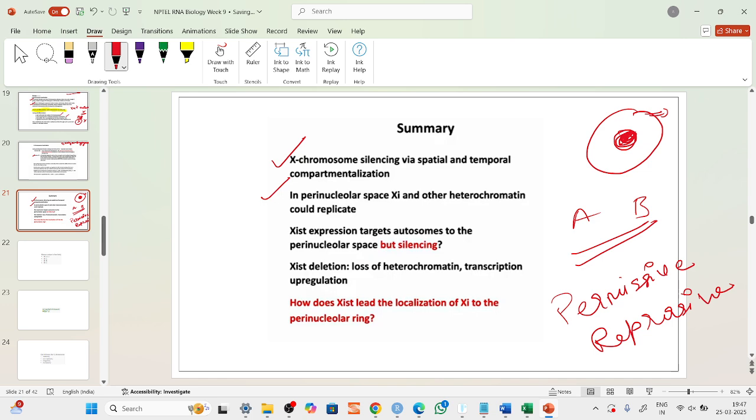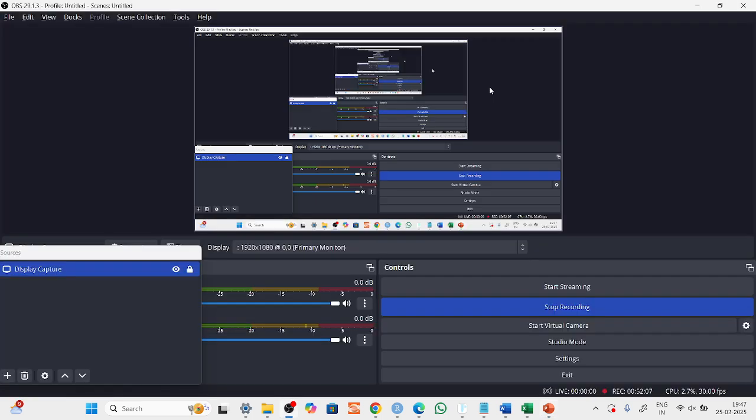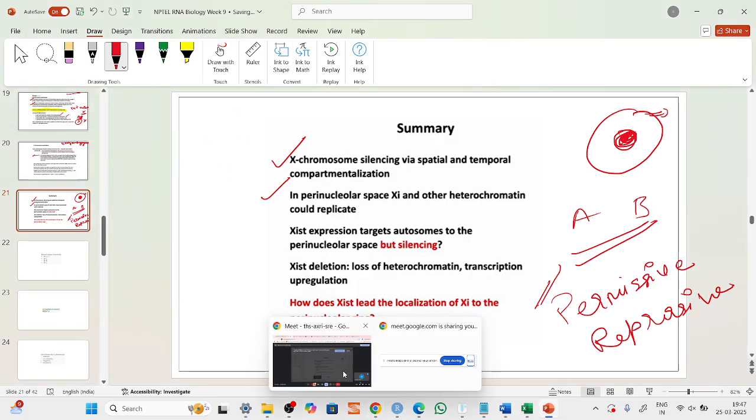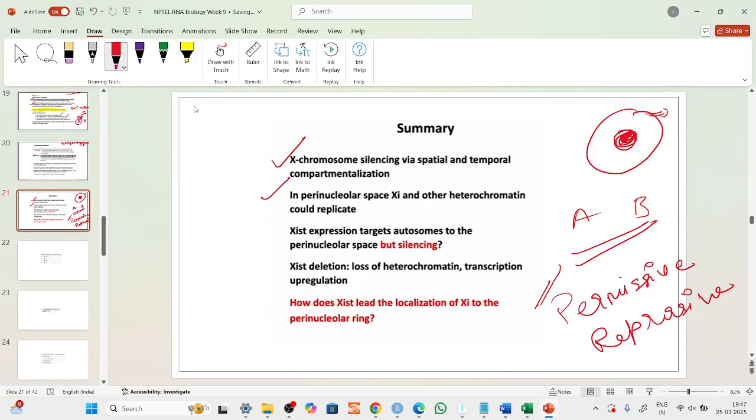Permissive compartment or repressive compartment. The permissive compartment is the compartment present at the center, which contains all the activated genes, everything which is transcriptionally active. And the repressive compartment is present on the periphery, which has all the heterochromatin, which is repressive and not going to be transcriptionally active.